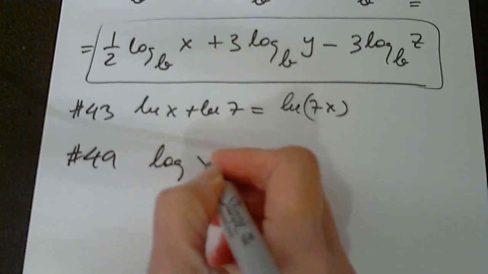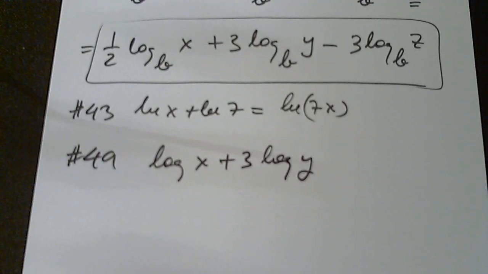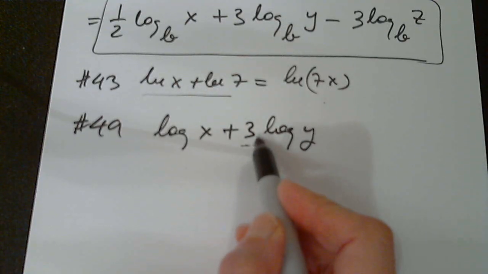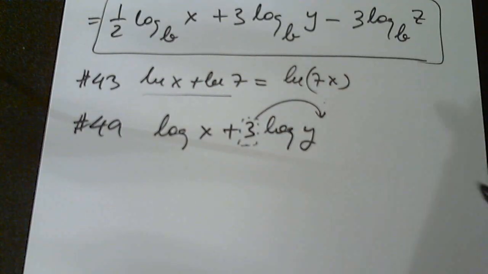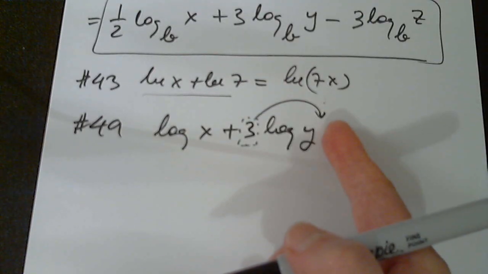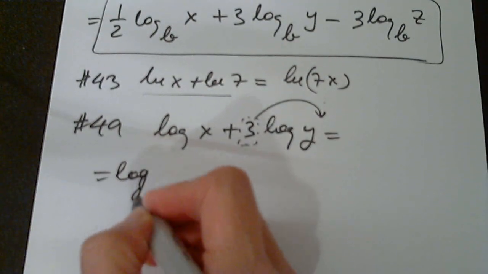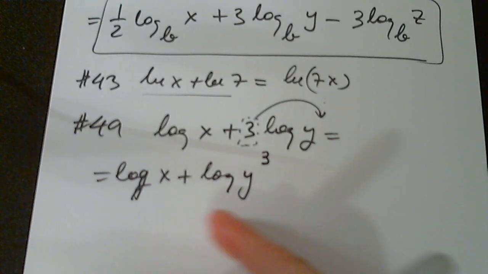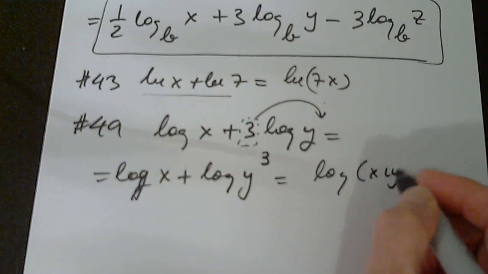In 49, we have log x, which is common log, which is base 10, plus 3 log y. Good. So first of all, we cannot change it like this because it has a number in front. But I know where this number is coming from. It's coming from the power of y. Because if I had 3 here, would I put it in front? So I have common log x plus log y to the third power. And now both of them have coefficient 1 in front, so this must be this.